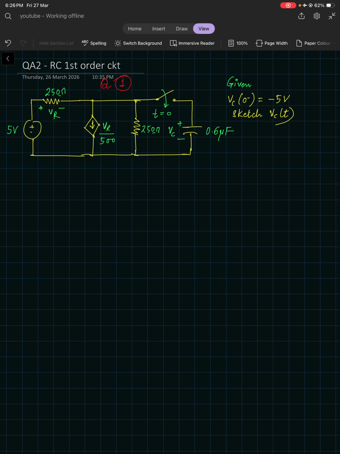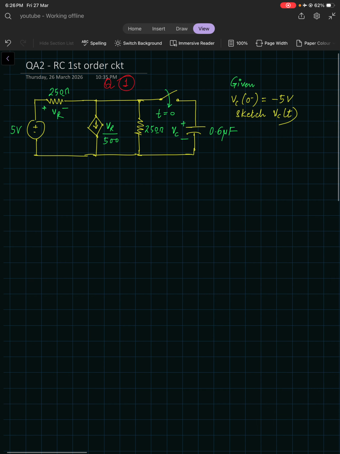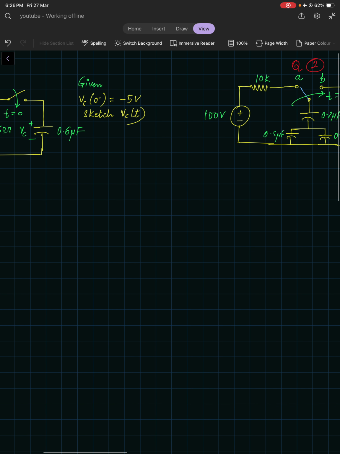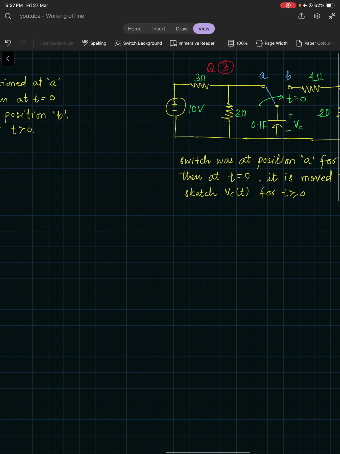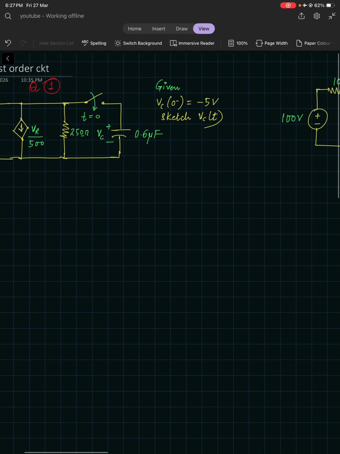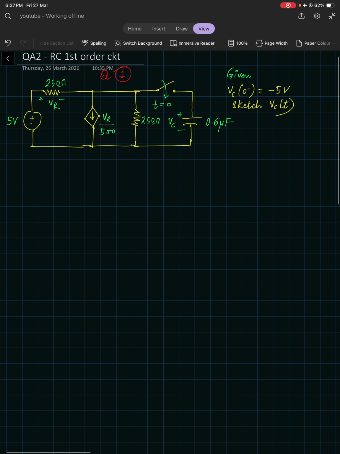In this QA session 2, the question answer session 2, we will solve more problems on RC first order circuits. I think this video is going to be long, as there are four different questions we will try to solve. As you can see, this is the first question, this is the second, this is third, and this is fourth. Don't worry, we will solve them one by one, and we will look at the important concepts in each and every question. Okay, let's begin from question number 1.